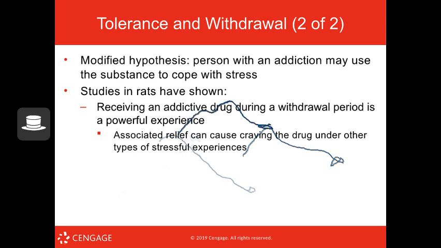So every time I'm feeling a little stressed, I take caffeine and it lowers my stress. So the next day, I'm starting to feel stressed again. I have caffeine, lowers my stress. The next day, I don't even have to start feeling stressed. I'm going to have caffeine to keep my stress low, right? This could be alcohol, this could be heroin, this could be anything. So we use it to deal with our problems. That's called self-medication. When you look at rats, if a rat receives an addictive drug during their withdrawal period, it can be a very powerful experience. So that relief can be associated with reinforcing the drug.